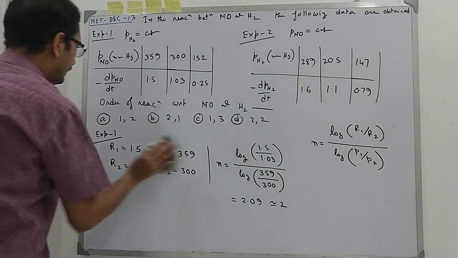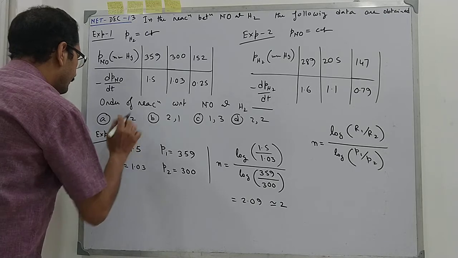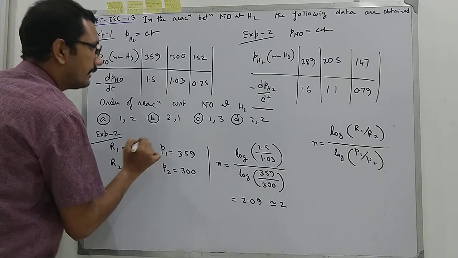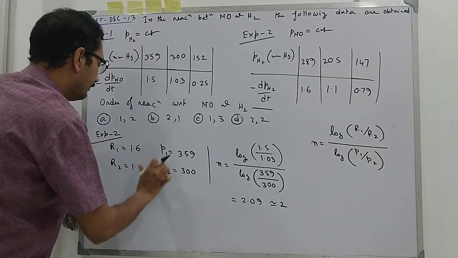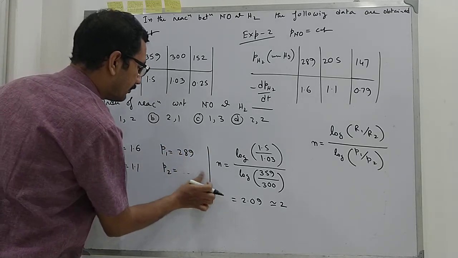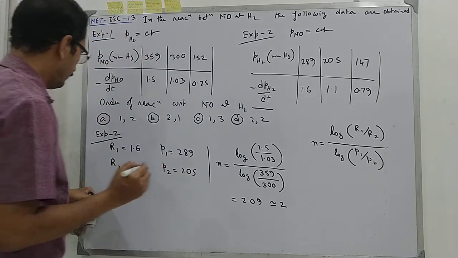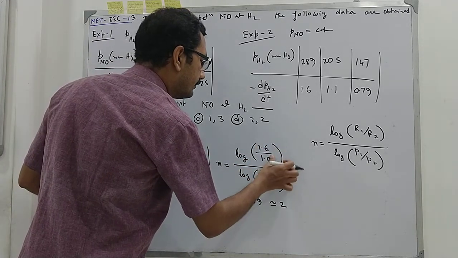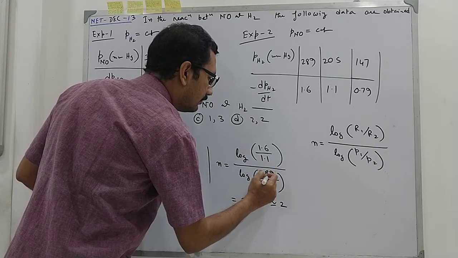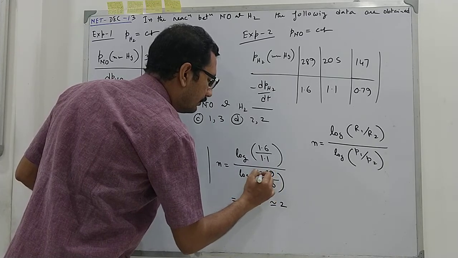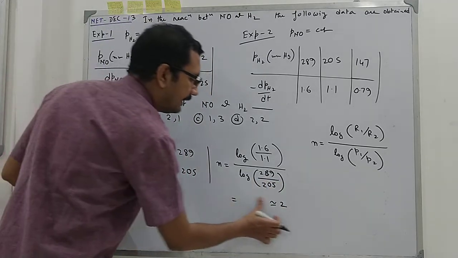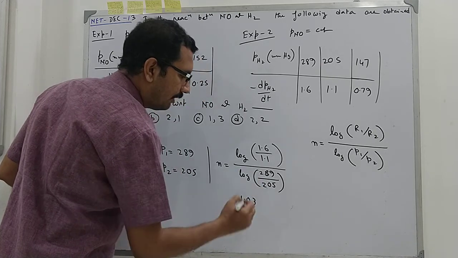Now let us deal with experiment 2, where we have R1 equal to the rates, that is 1.6, and R2 equal to 1.1, and the pressure is 289, and the corresponding pressure is 205. So let us put the values. It is 1.6, it is 1.1, here it is 289, and it is 205. Now solving this, you will get the value nearly equal to 1.03.